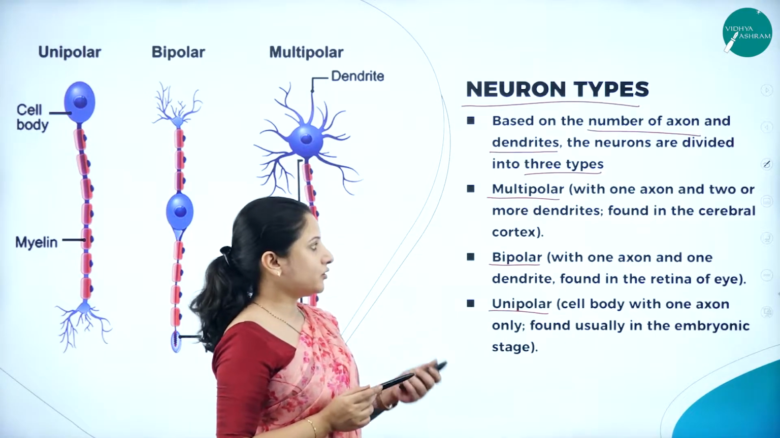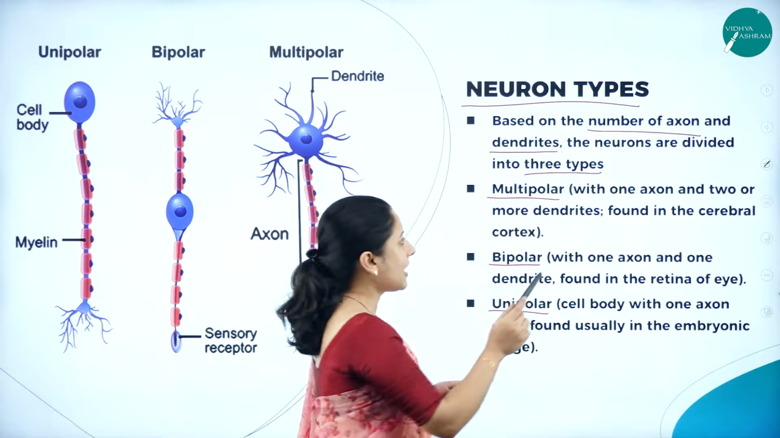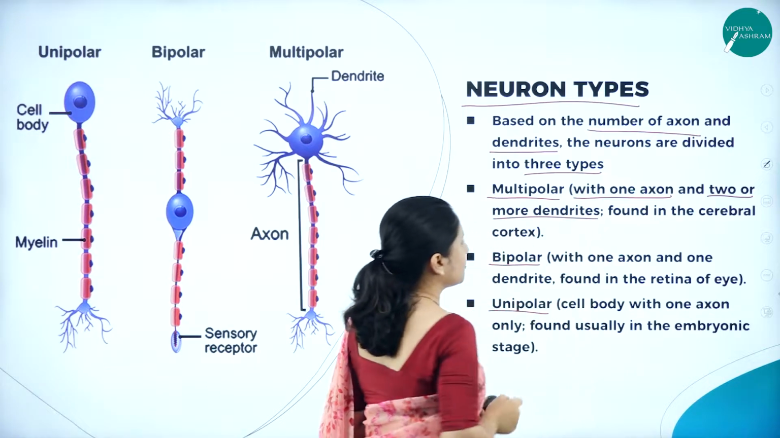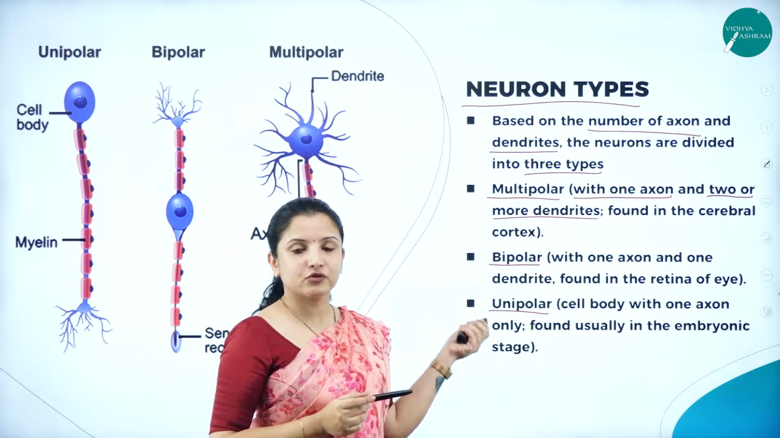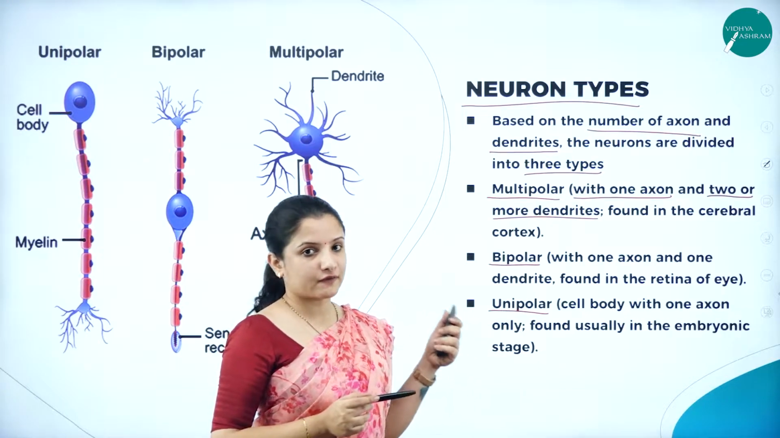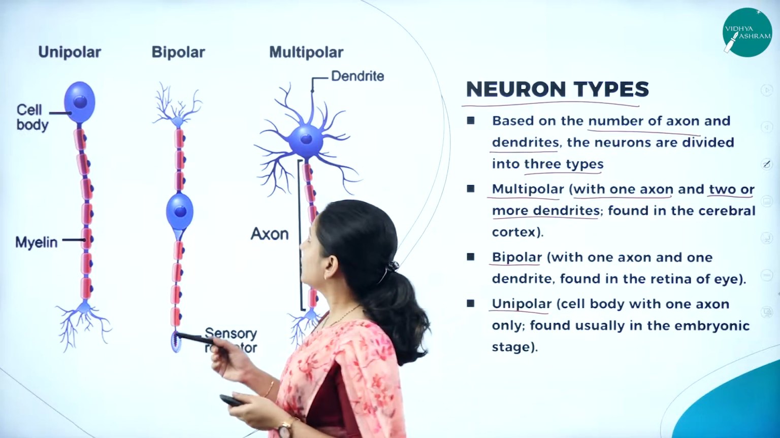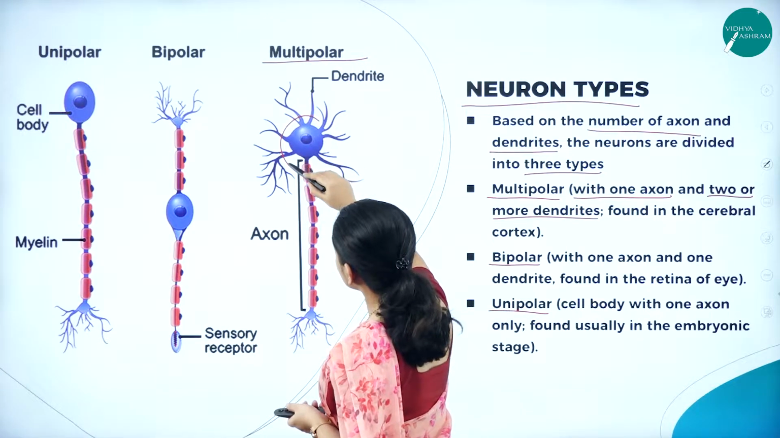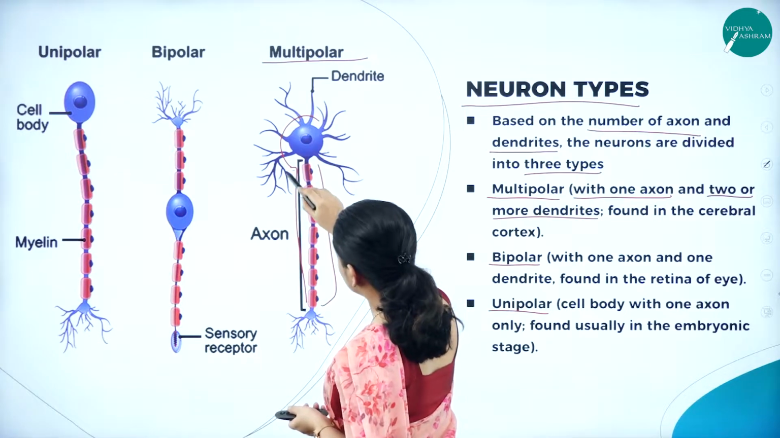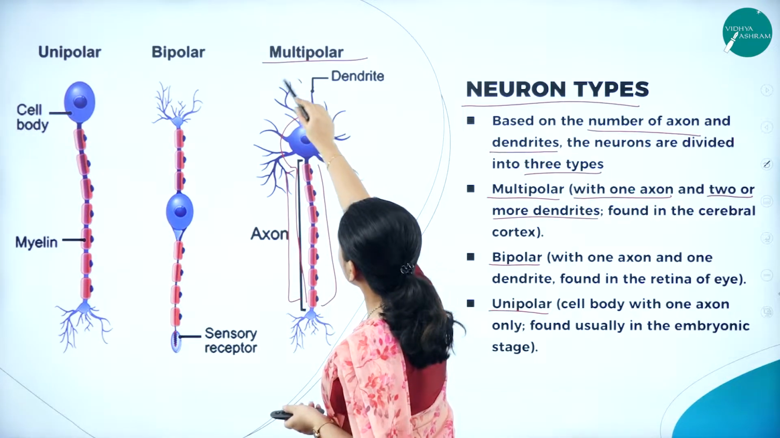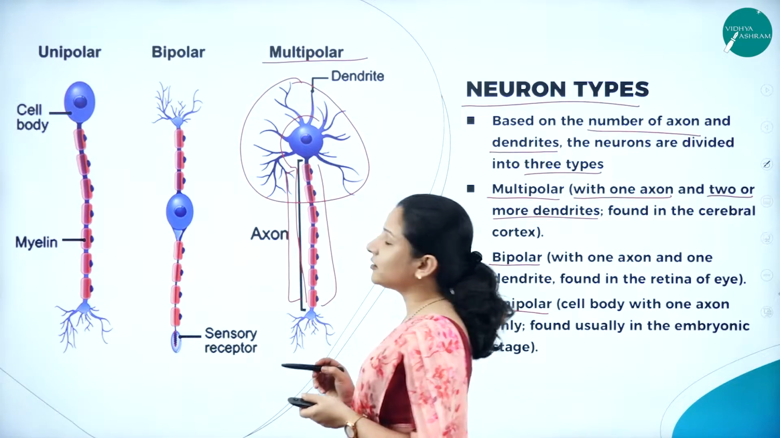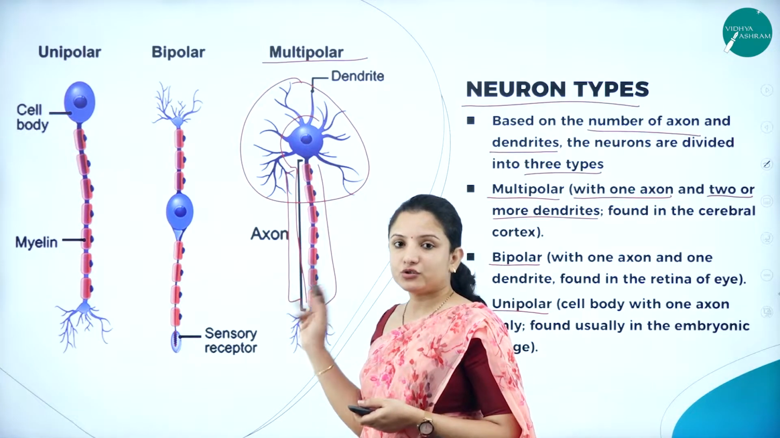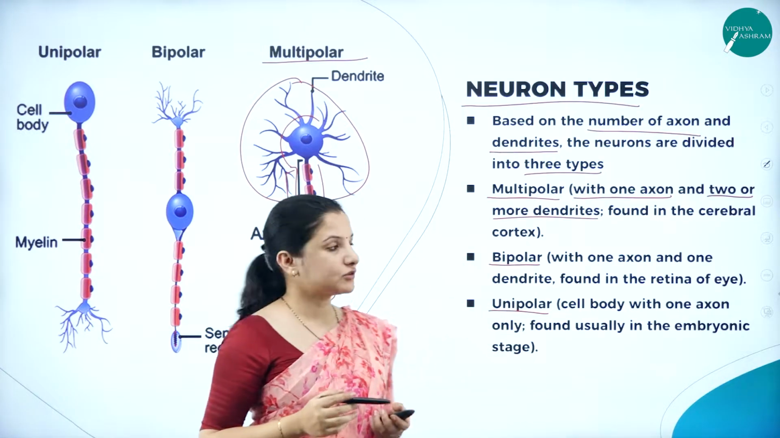So multipolar neuron means they'll have one axon and two or more dendrites, and such type of neurons are found in the cerebral cortex of the brain. So if you can see the image here, when talking about multipolar neuron, the axon is just one. So this part is the axon. And the dendrites are more than 2 to 3 in number. So this is a multipolar neuron which is usually found in the cerebral cortex of the brain.